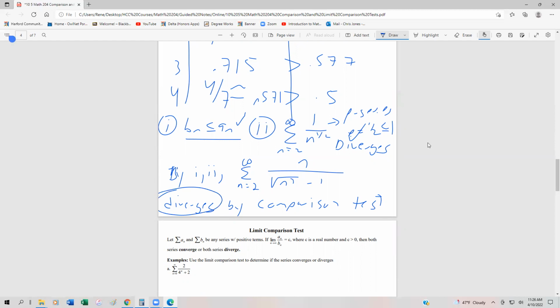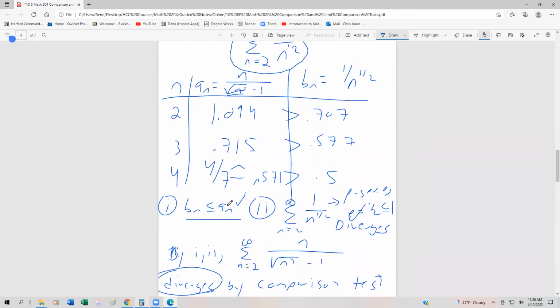Now there are times where the series will diverge, but this might not necessarily be true. That's where we have to go to a different test, because this test would be inconclusive. And one of those tests that we can lean on is the limit comparison test. So that's what we're going to look at in our next series of videos.